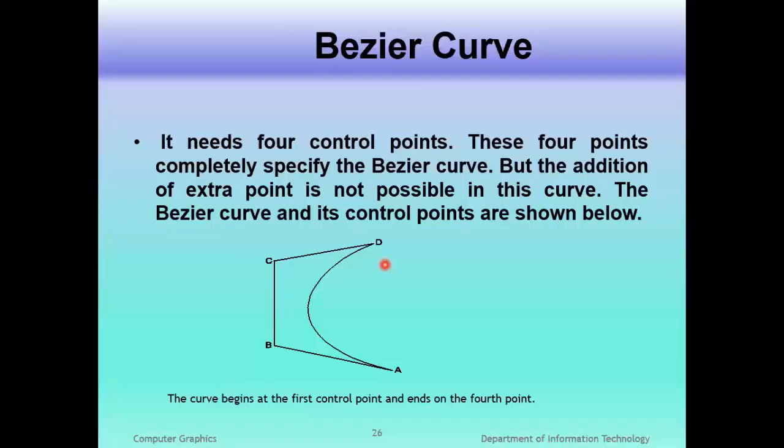If we have a z coordinate, then the z value is calculated as z is equal to z4 a cube plus 3 z3 a square into 1 minus a, plus 3 z2 a into 1 minus a whole square, plus z1 into 1 minus a whole cube.